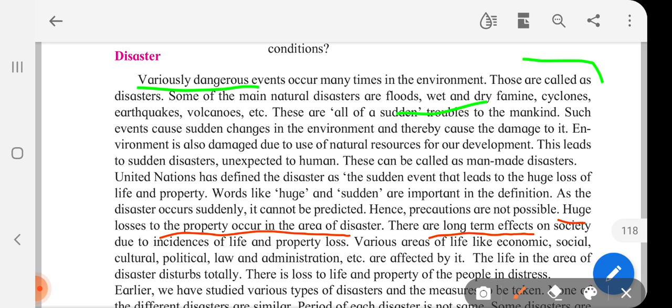There are long-term effects on society due to incidents of life and property loss. Various areas of life like economic, social, cultural, political, law and administration are affected by it. The life in the area of disaster is disturbed totally. There is loss of life and property to the people in disaster.